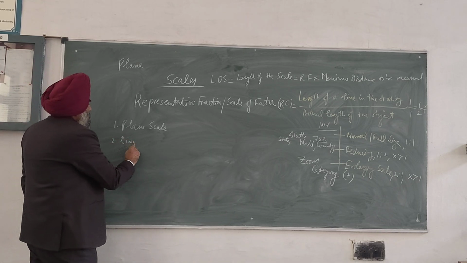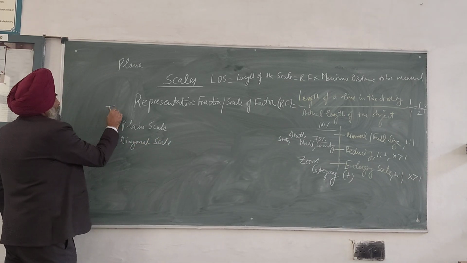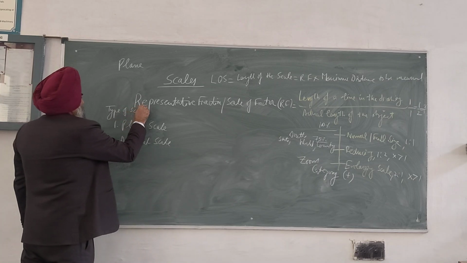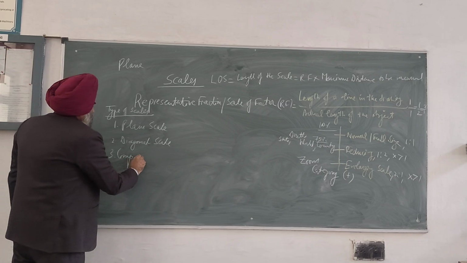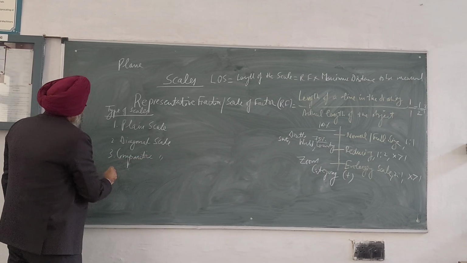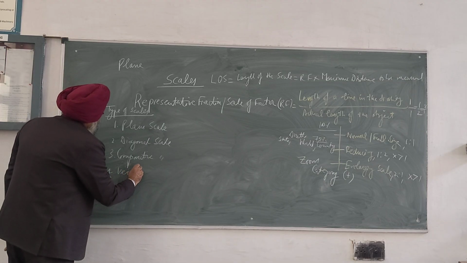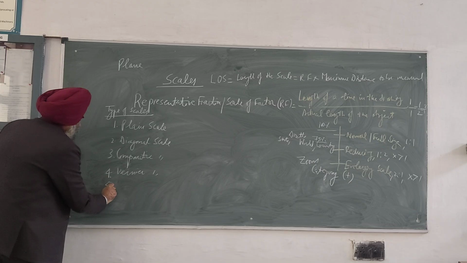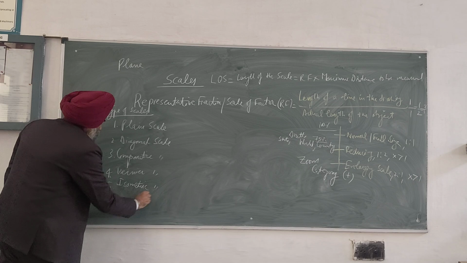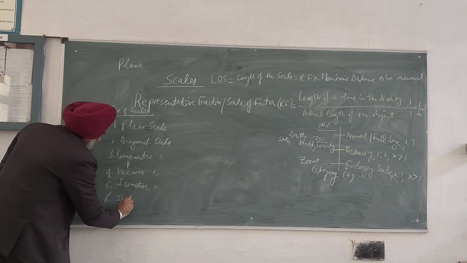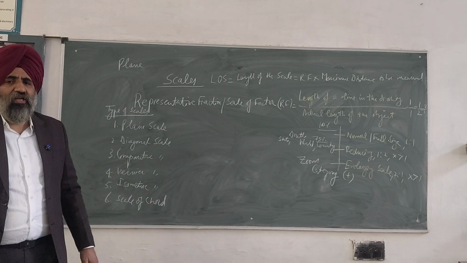Then the second category is the diagonal scale. I'm going to discuss the types of scales: plain scale, diagonal scale, then comparative scale. Then the fourth category is vernier scale, the fifth category is isometric scale, and the sixth category is scale of chord. I will discuss them one by one.